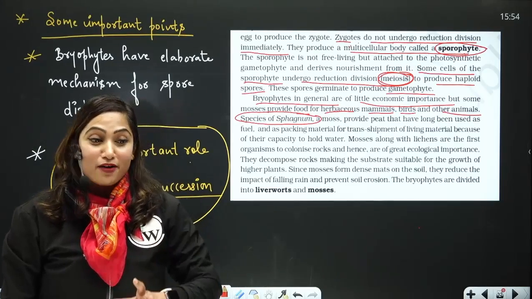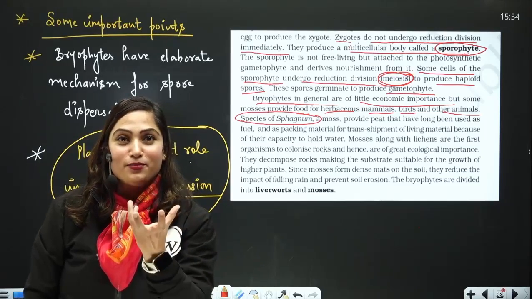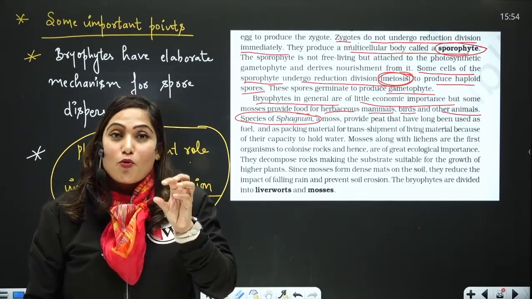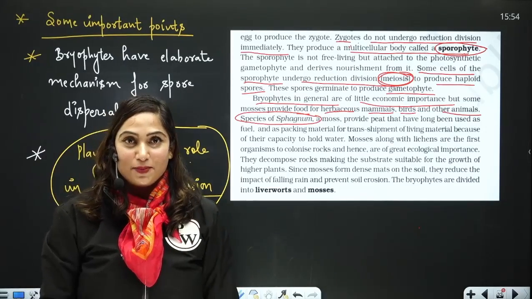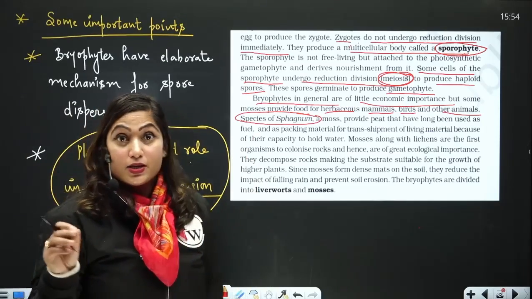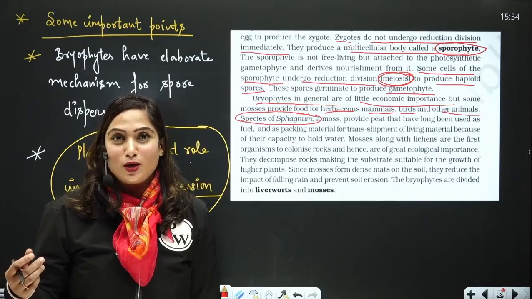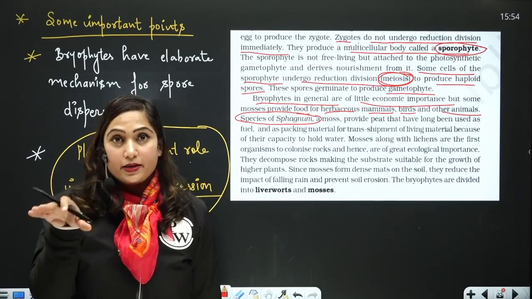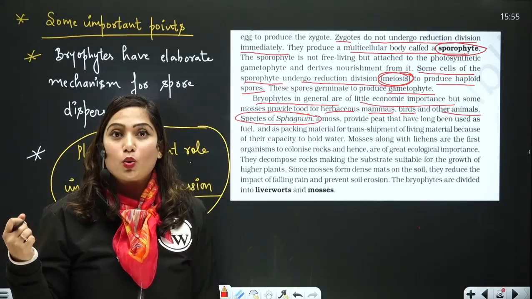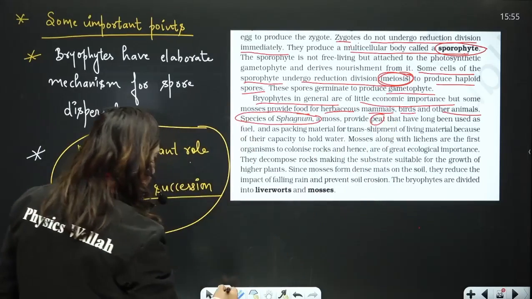Clear? That is why sphagnum is used as a packaging material for transshipment of living materials like flowers. If you have to transfer some living material like flowers from here to there, you can pack it in sphagnum, because it can provide moisture for a longer period of time. Clear? So this line is very important. And moreover, there is one important use of sphagnum, that it is used as a fuel also. When sphagnum gets dried up, it can be used as a very good fuel like coal, and that is why sphagnum is also called peat moss.